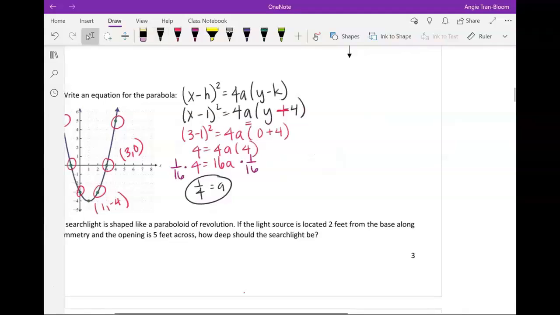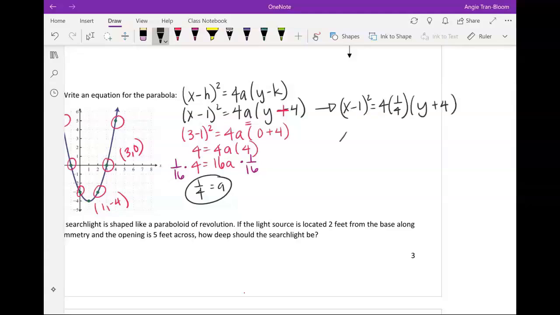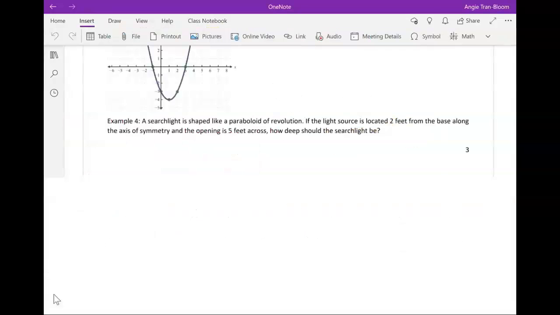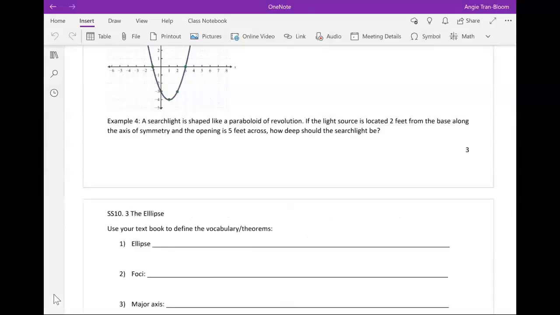Then all we have to do is plug it back in. Final answer is going to be x minus 1 quantity squared equals 4 times 1/4 times y plus 4. Yes, you must always simplify. So final answer is x minus 1 squared equals 4 times a quarter is 1, which you technically don't need to write the 1 in the front. Yes, you may, but you don't have to. And this is as far as you need to go. And it's example 4 of section 10.2.